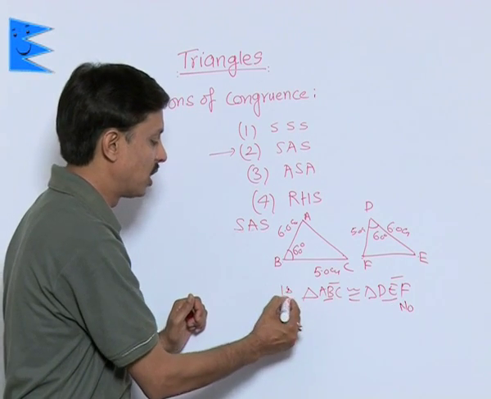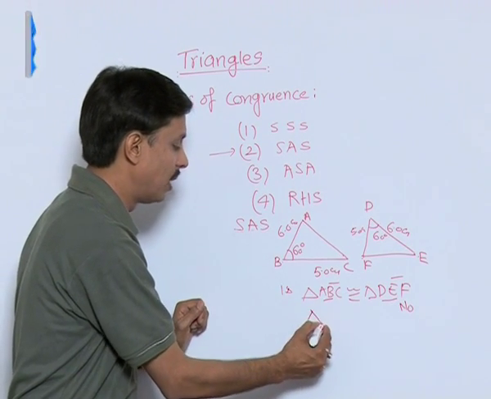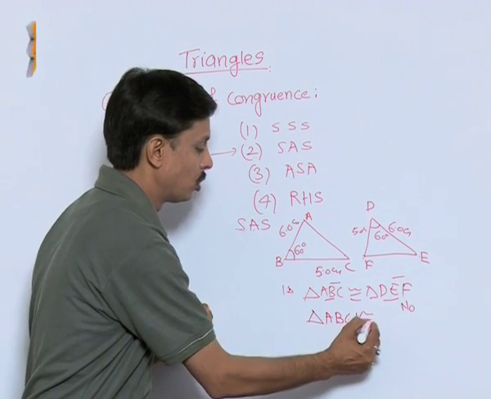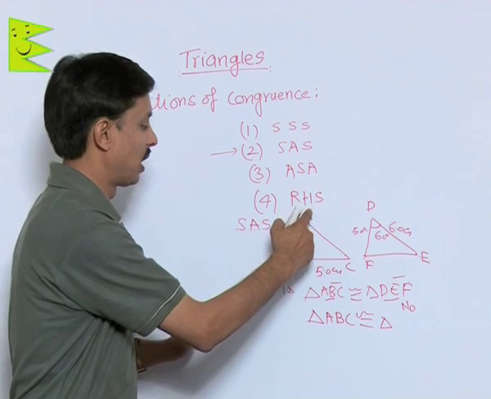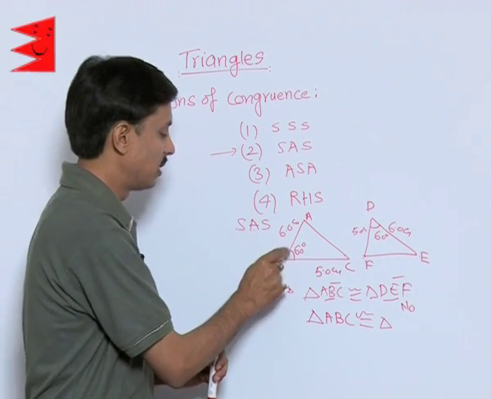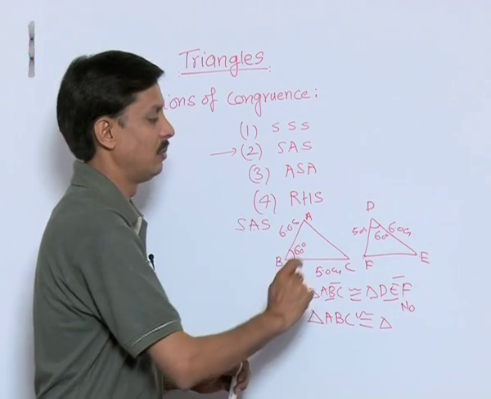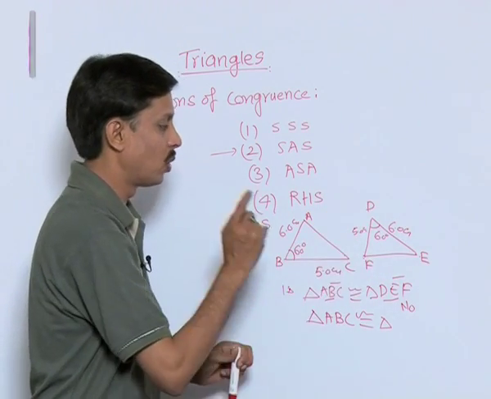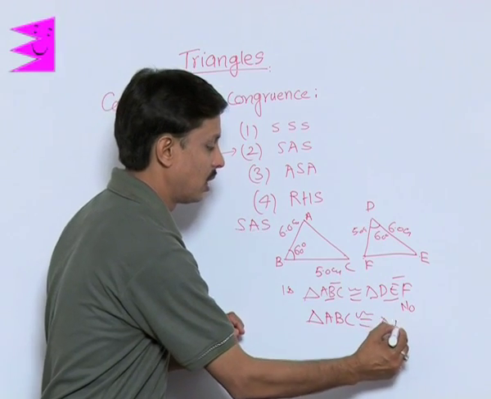So now the question is, which triangle will be congruent for ABC? For triangle ABC, the congruent triangle has the order 6, then 60 degrees, then 5 centimeter. 6, then 60 degrees, then 5 centimeter. So the order will be triangle EDF.